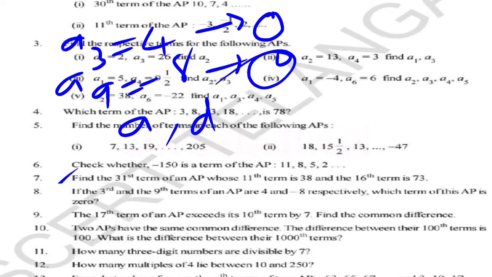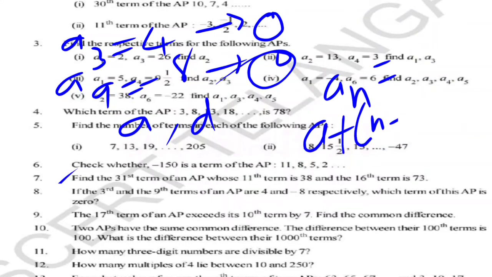So now what is being asked? Which term of the AP is 0? Nothing but equate 0 to an. So here an means a plus (n minus 1) into d equals 0. So here, whatever values you got, substitute those values in this formula and find out the n value. Then you will get the term number of 0.